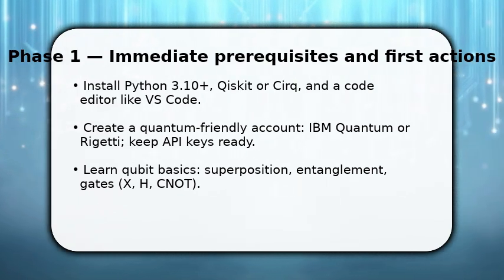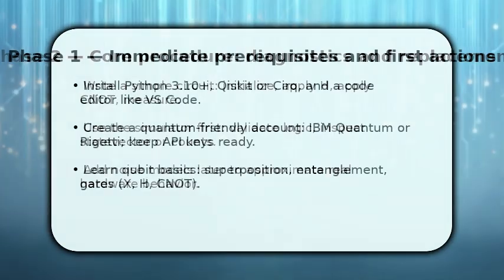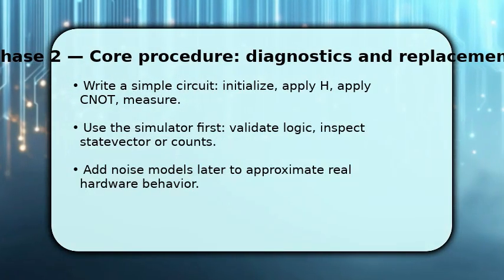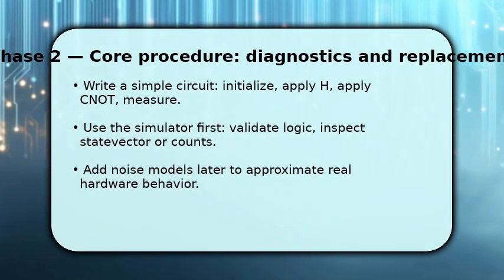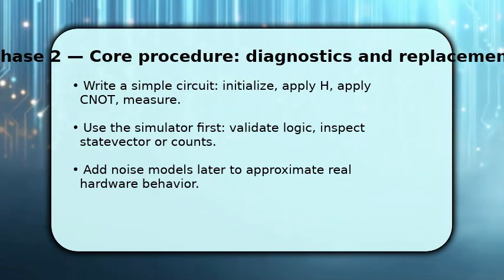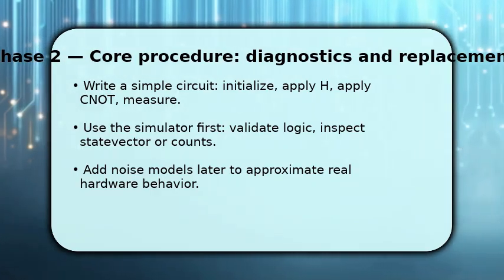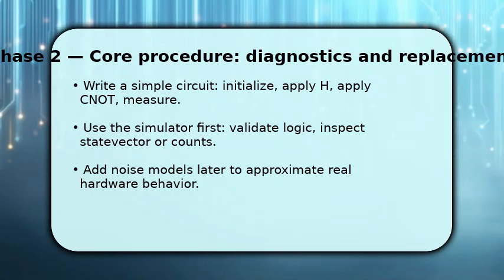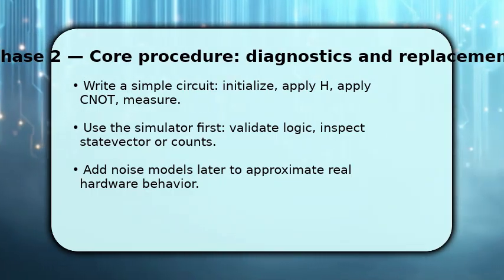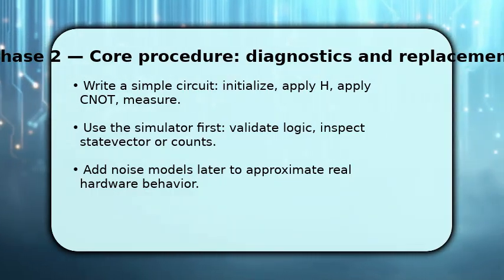You now build a first working circuit. Initialize qubits, apply an H gate to create superposition, then a CX to entangle, and finish with measurement. Run that on a simulator to check state vector and measurement counts. Simulators let you iterate quickly and find logical bugs.